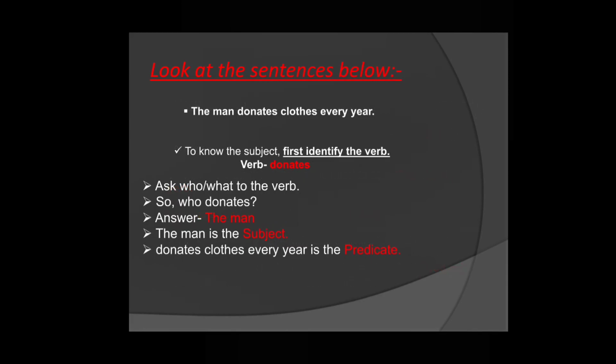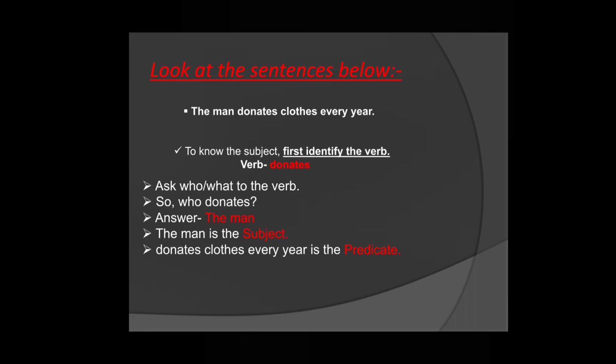Look at the sentences given below. Let us learn with some examples. How can we go about identifying the subject and the predicate in a sentence? First example is, the man donates clothes every year. So we have already discussed in the previous slide that when you have to identify the subject and the predicate in a sentence, the first thing that you have to do is to identify the verb. So in this sentence, which is the verb? The man donates clothes every year.